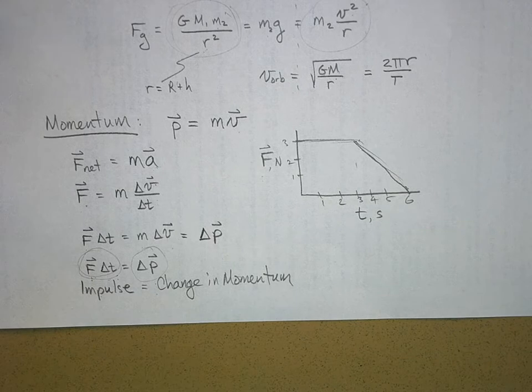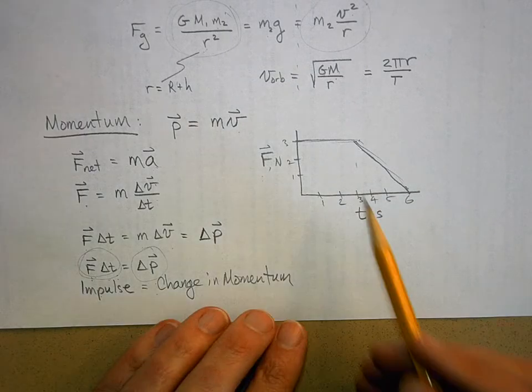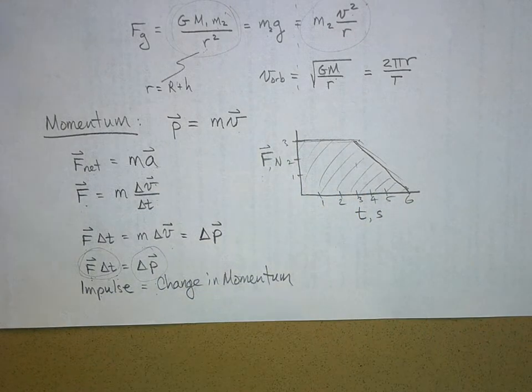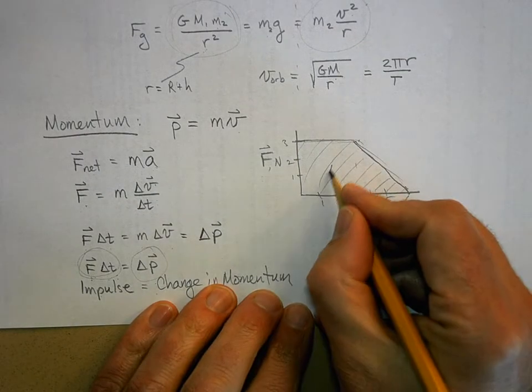Well, that object got accelerated, right? There was a net force on it, so its momentum changed. And this area underneath here represents how much that momentum got changed.